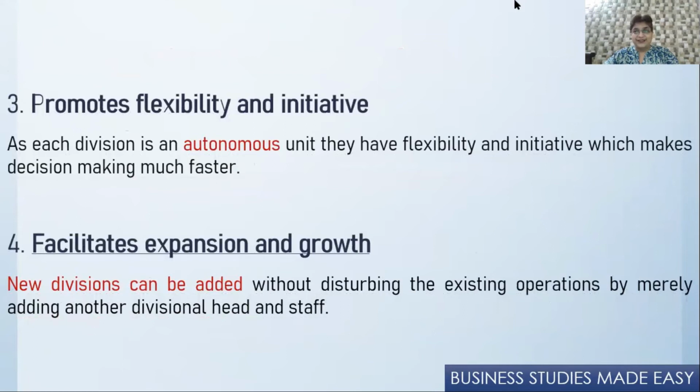Then it promotes flexibility and initiative. Now there are so many products that I've taken. There are many more products that could also be added. So you can keep on adding as many products as you want, because each department is autonomous. They are self-sufficient and independent. So each department has got production, marketing, finance of its own. So if you want to add a few more products, you can do that, which is not possible in case of functional.